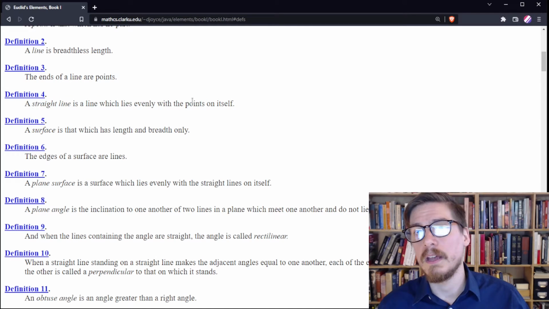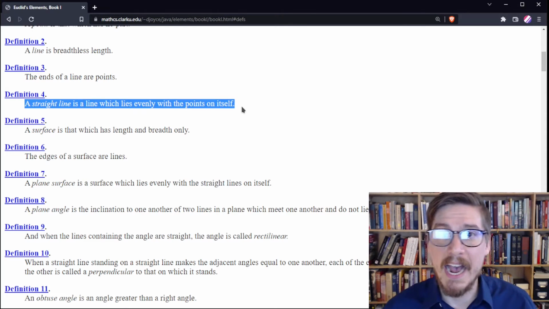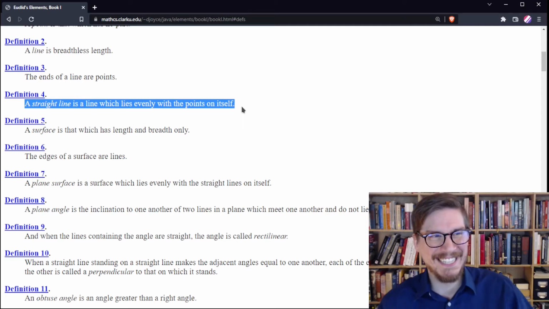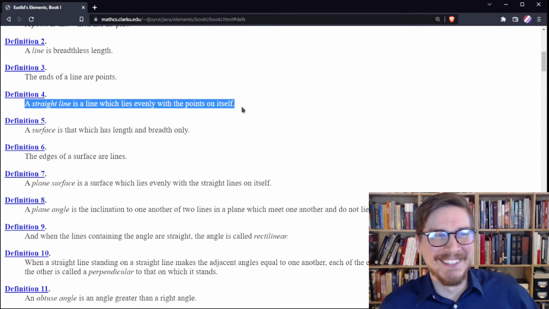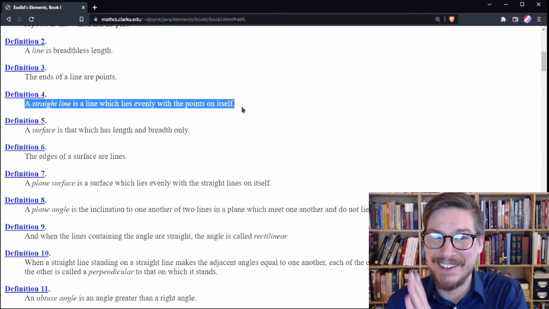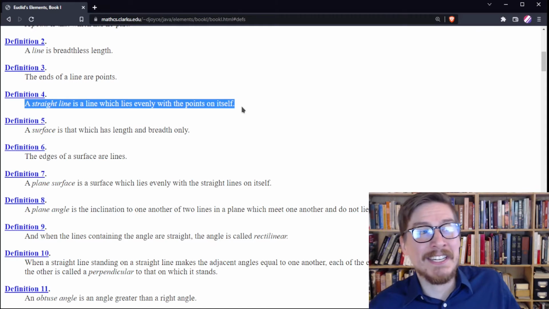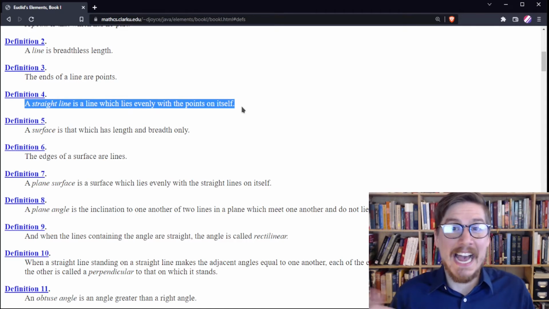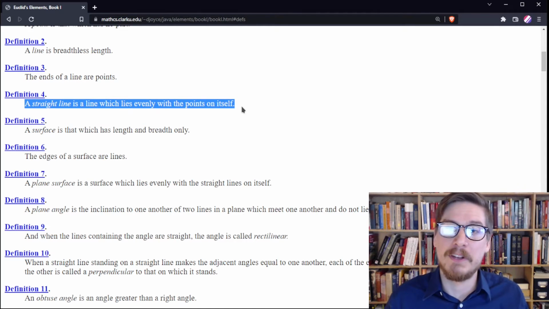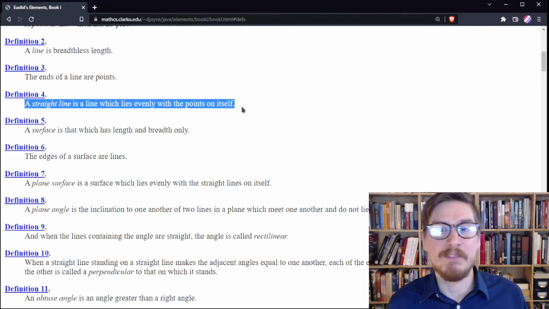I will also, just as an aside, draw your attention to definition 4. I don't know what this means. I'll just tell you. I've read some commentaries. I don't think they know what it means either. This is one of those things that it's just a definition Euclid's got. I have no idea what it means for something to lie evenly with the points on itself. I've come up with a couple theories. I've read some theories. I don't think anybody's 100% sure.